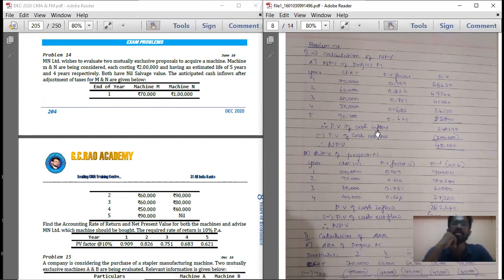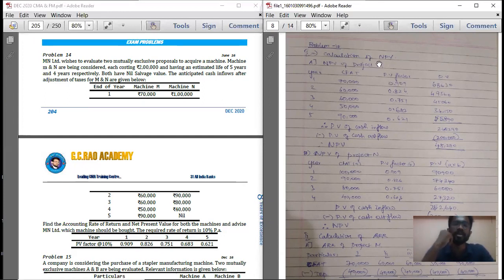Calculation of NPV. Below that, capital A: NPV of project M. Below that, draw a 4 columnar table. First column year, second column CFAT, third column PV factor at the rate of 10%, fourth column present value, that is PV. Year, CFAT, PV factor and present value.